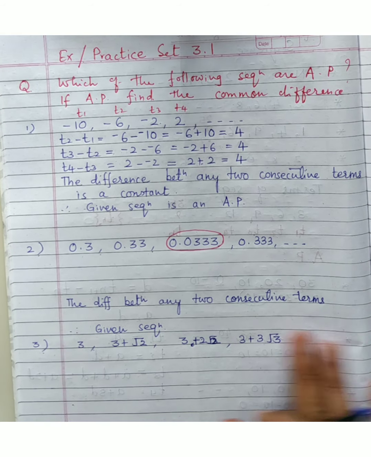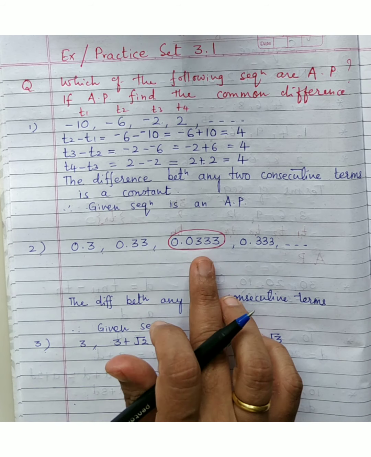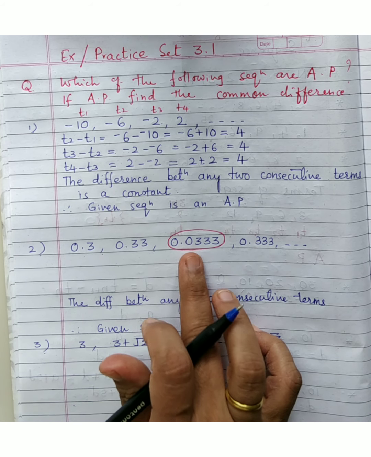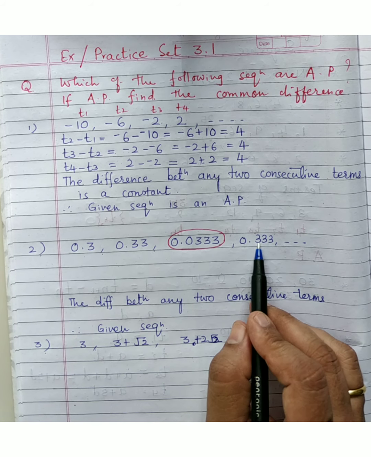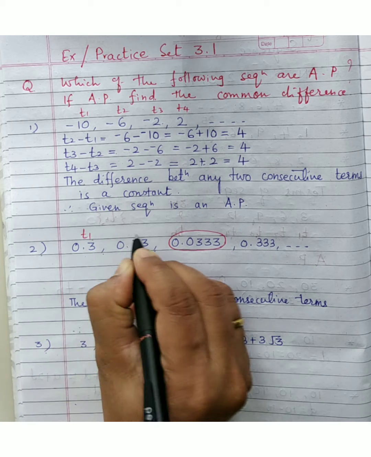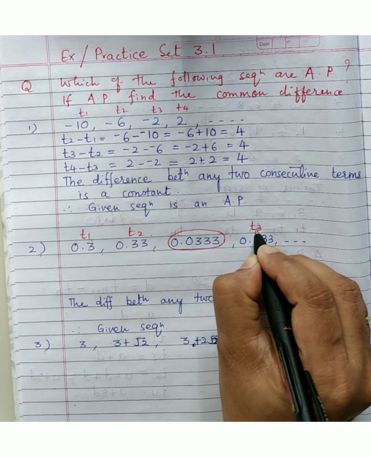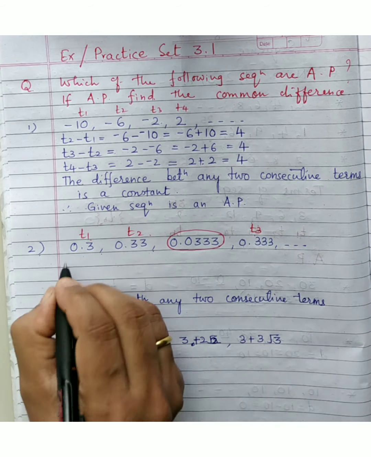Now next question. The terms are 0.3, 0.33. In some books this is a mistake, so you need to correct it, 0.333. So here also first note down T1, T2 and T3. What are we finding here now? T2 minus T1 and T3 minus T2. If it is the same, it will be an AP like the previous case.